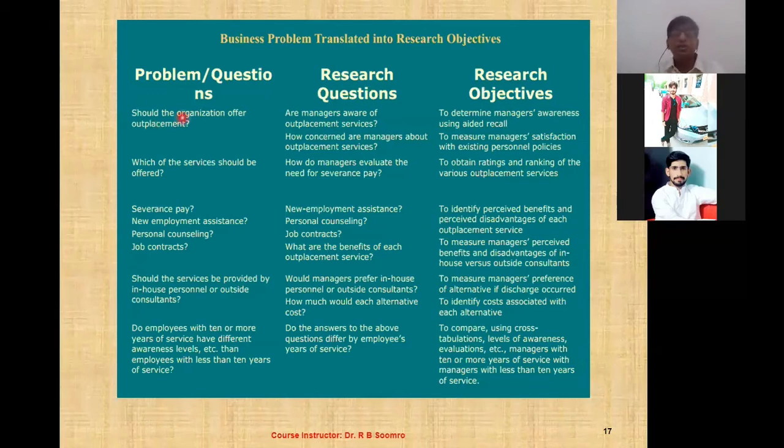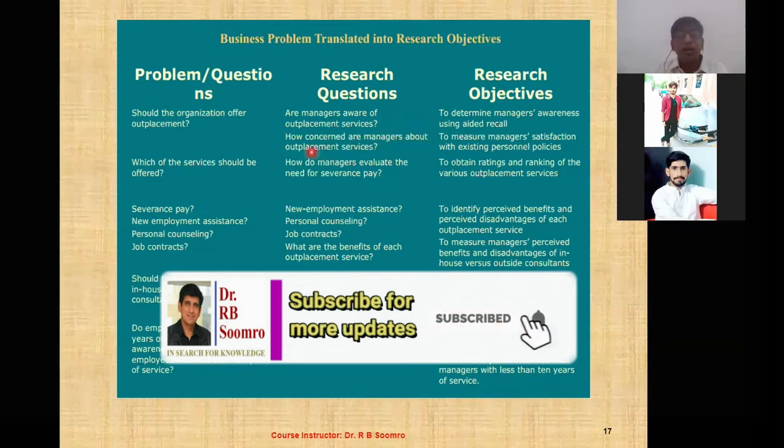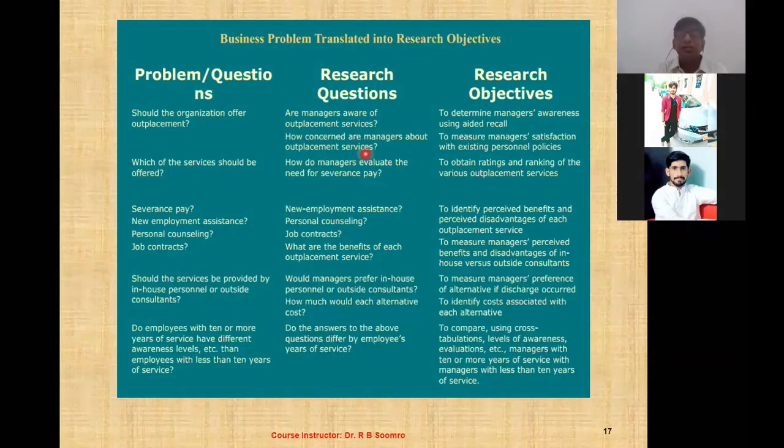Now, in this one, the research question and the research objective. The research question is: are the managers aware of the outplacement services? The managers who are working in your organization, either they know about the outplacement services, which type of service you should provide, and then how concerned are the managers about the outplacement services. That means the managers, either they are aware, and if they are aware, then how much they are concerned, how anxious they are to provide these types of services to those people who want to leave your organization because of any reason. These are the two research questions.